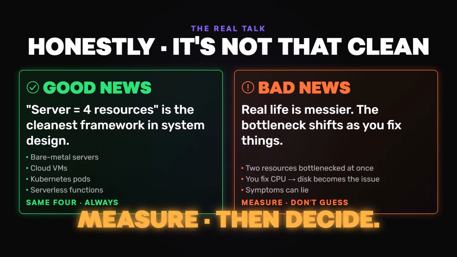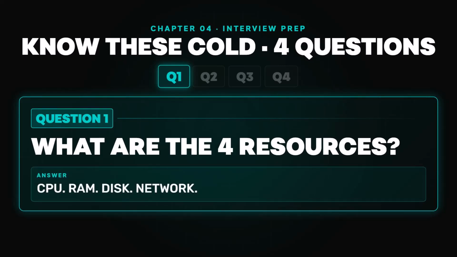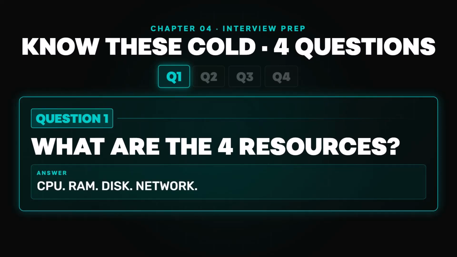4 questions you should be able to answer after this video. Question 1. What are the 4 main resources of a server? CPU, RAM, disk and network. CPU does the work. RAM holds data fast and temporarily. Disk holds data persistently and slowly. Network connects the server to everything else.